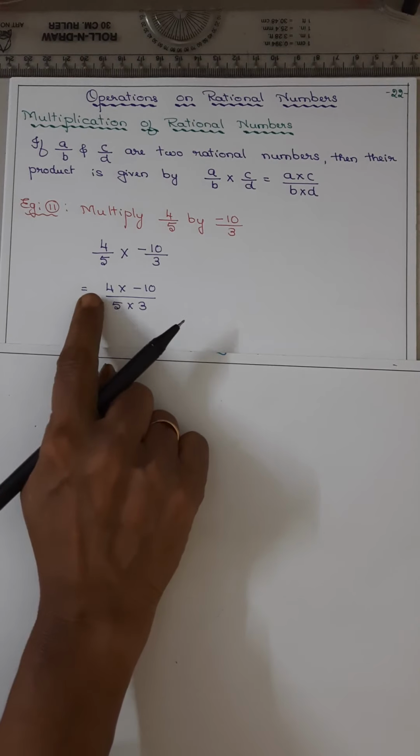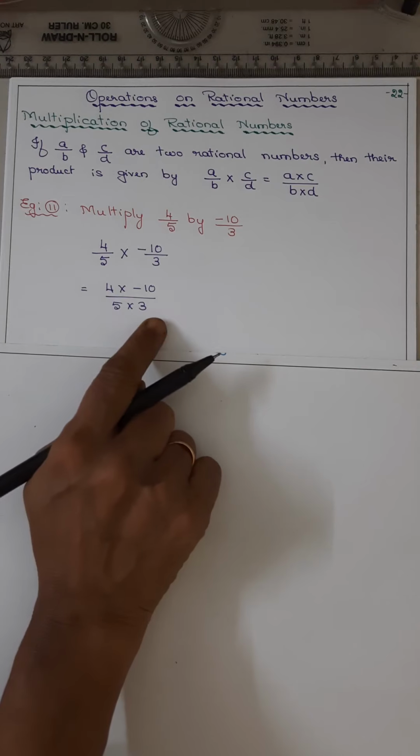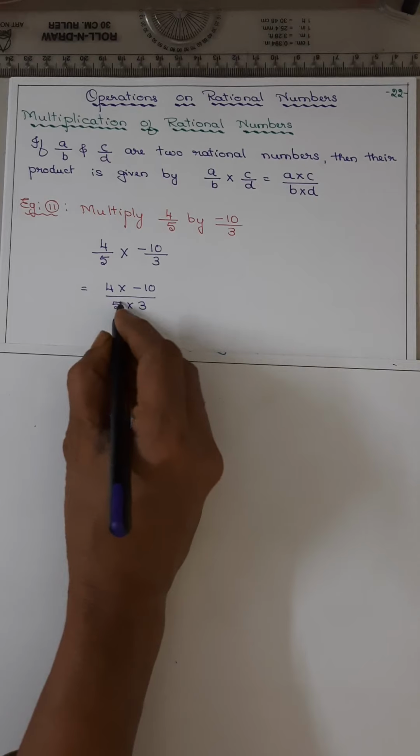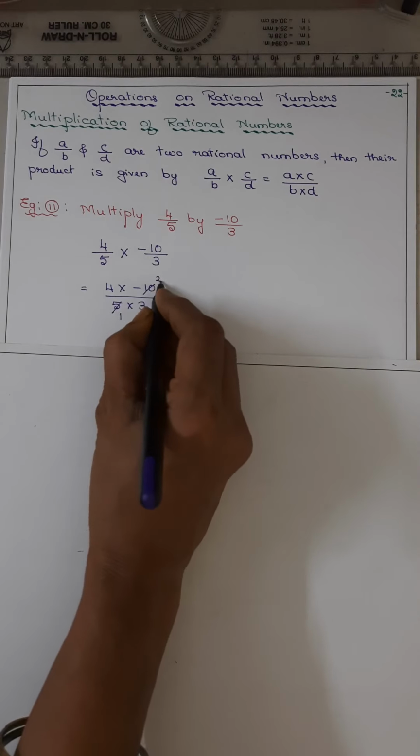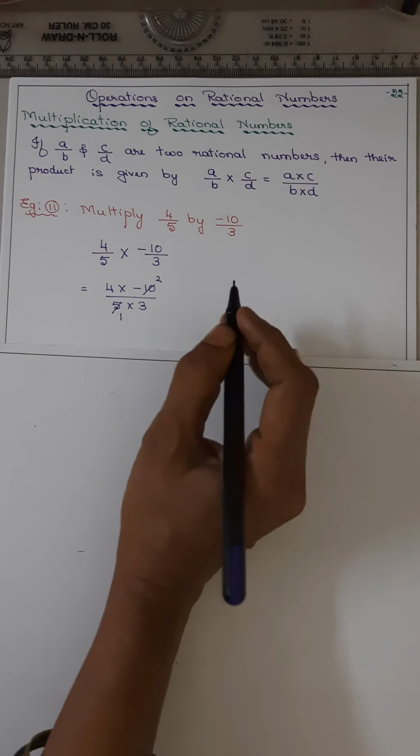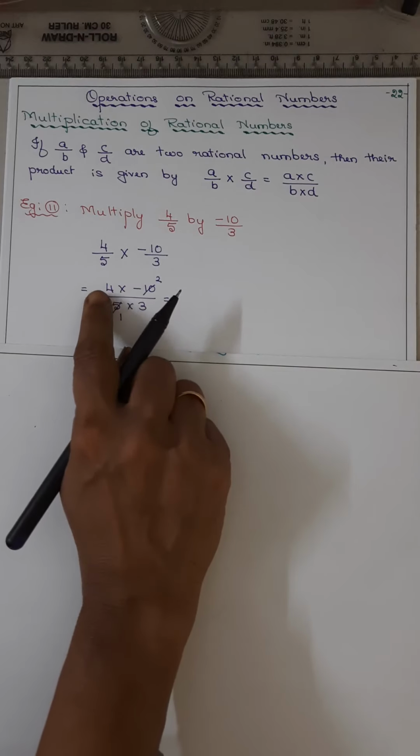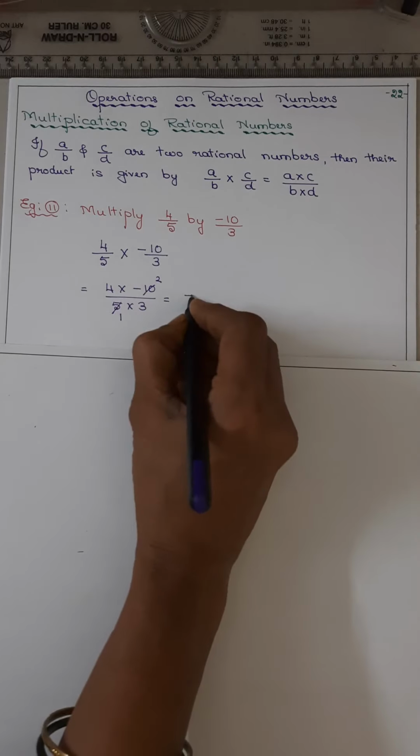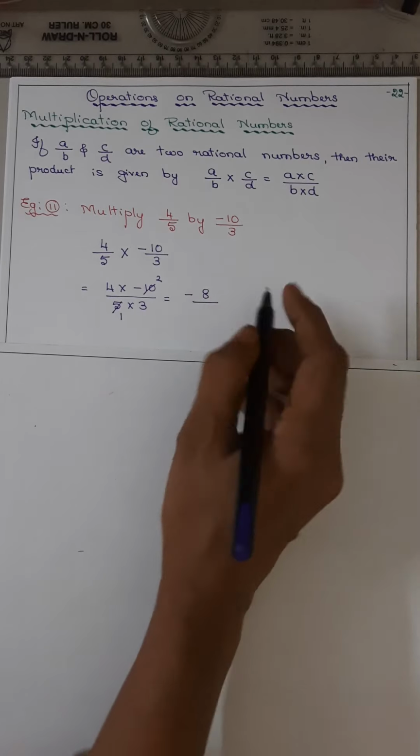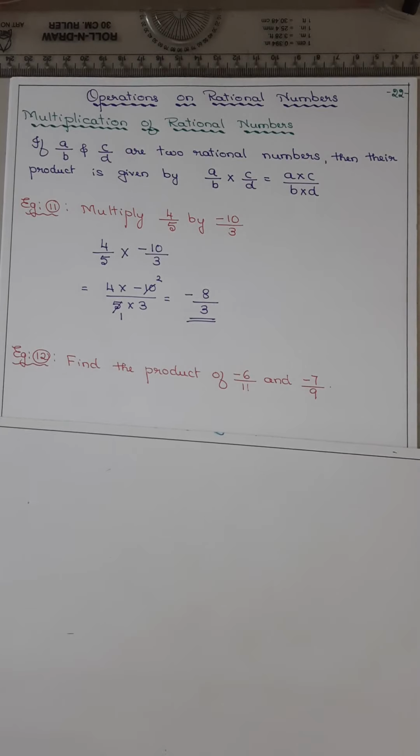Isn't it? Now check 4 and 5, no, not possible. 4 and 3, no. Now 10 and 5, yes, 5 ones are 5, 5 twos are 10. Now they are not the same multiples, so directly multiply. Plus, minus, so minus 4 twos are 8 upon 1 threes are 3. So the answer is minus 8 by 3.